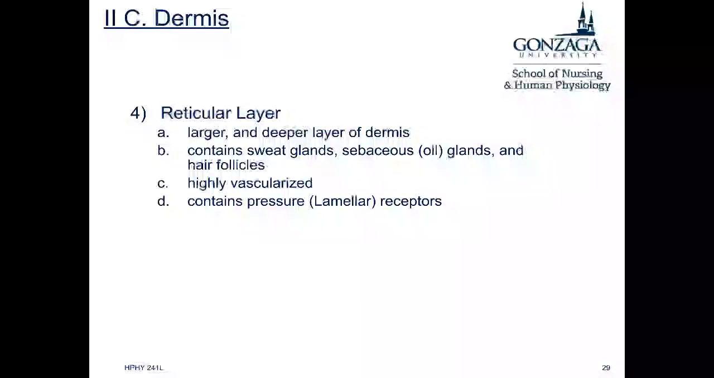Okay, moving deeper into the dermis, we encounter the reticular layer. It's a much larger layer, and in addition, it contains sweat glands, sebaceous or oil glands, and also hair follicles. This layer is highly vascularized. That's why when you cut your skin, you likely bleed a lot, because both the papillary and reticular layer are vascularized. And in addition, it also contains sensors for pressure, what we call lamellar receptors.